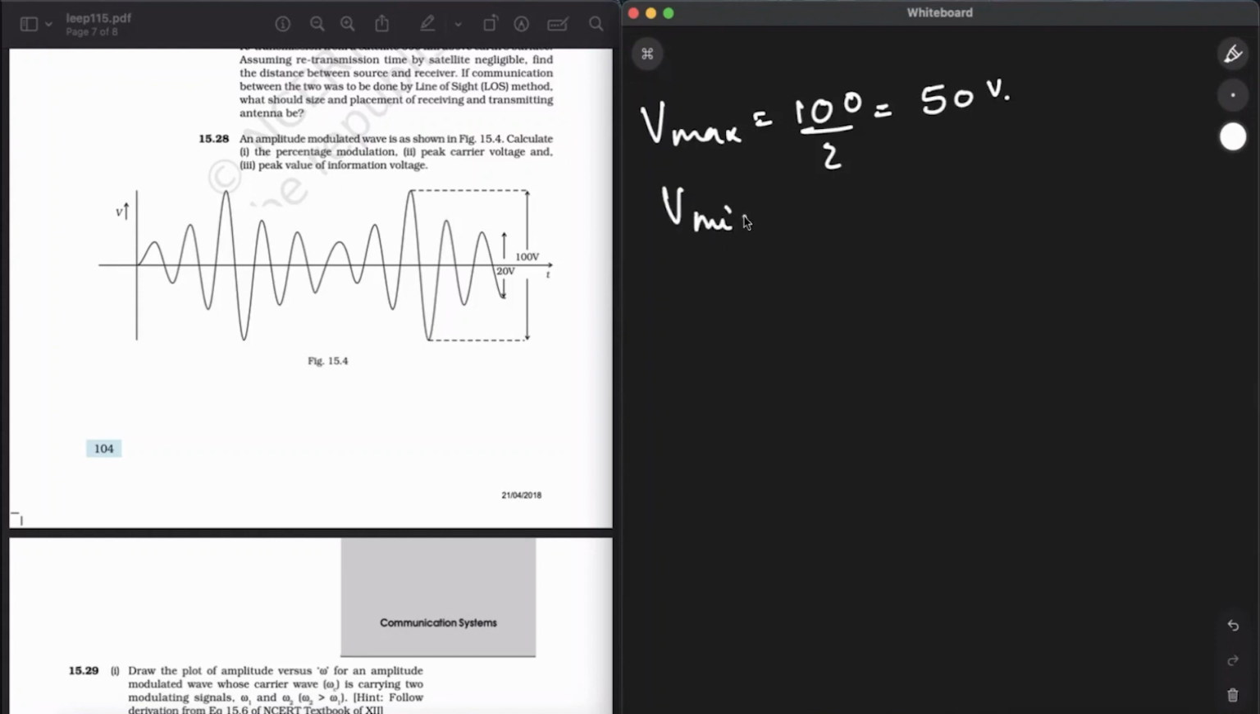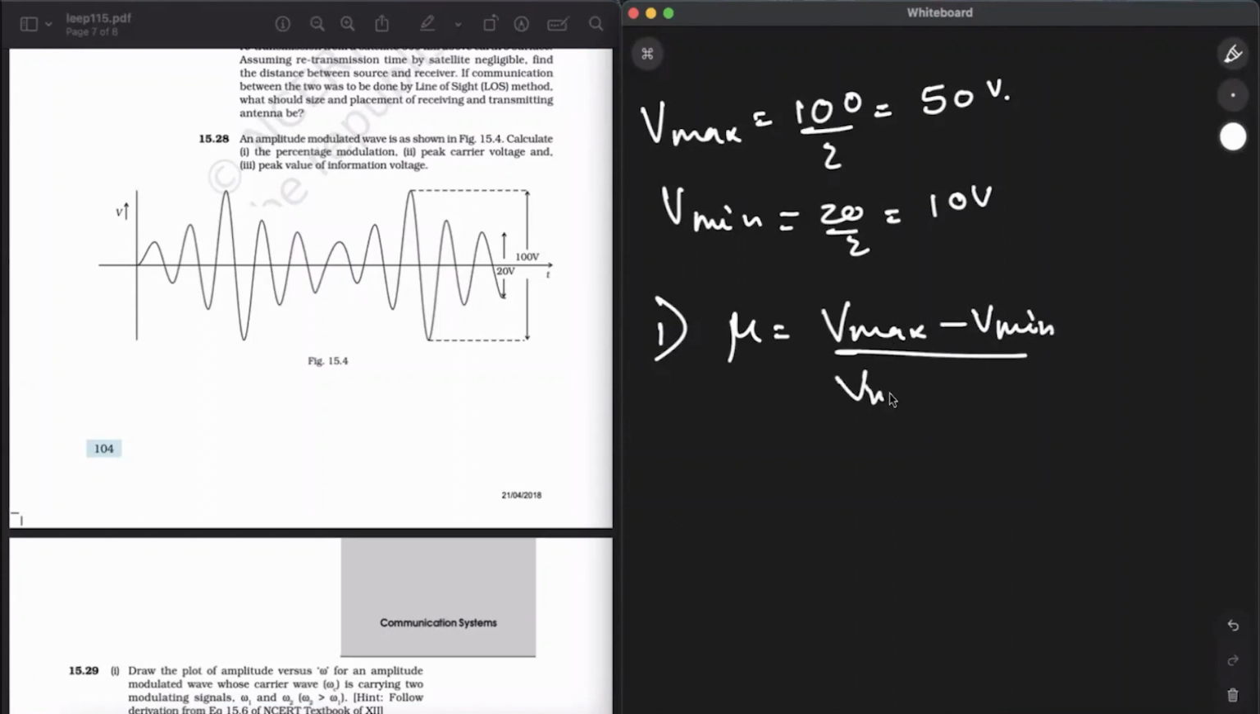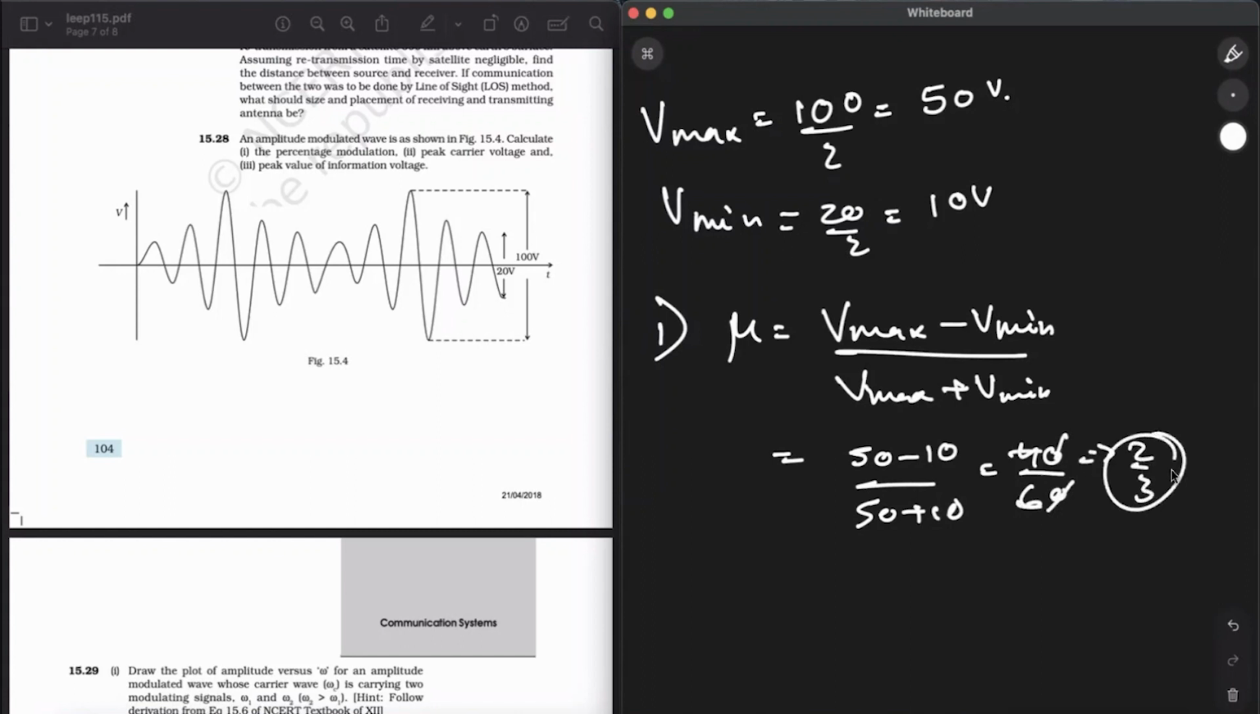And now calculate Vmin. Vmin will be how much? The data given says that 20 is the distance from the bottom to the top at the minimum. So it will be 20 by 2, that is equal to 10 volts. Now percentage modulation. Number one, modulation, the formula like we had done just now. It will be Vmax minus Vmin upon Vmax plus Vmin. Vmax minus Vmin will be 50 minus 10 upon 50 plus 10, 40 by 60, 2 by 3. Multiplied by 100, you'll get 66.67%.